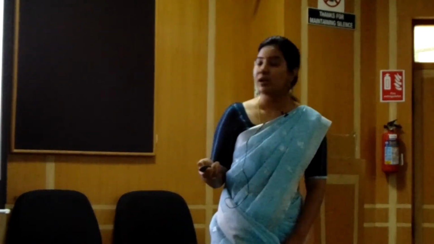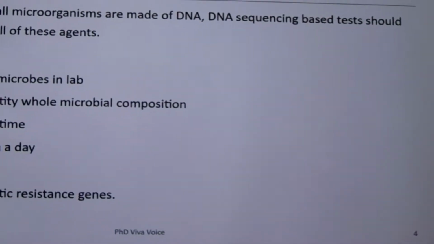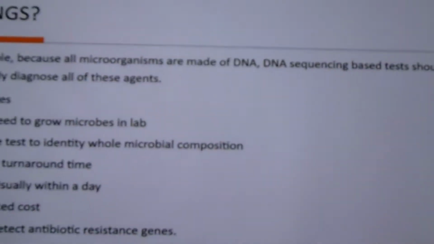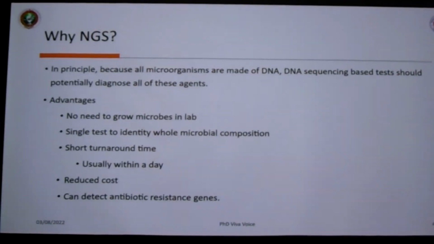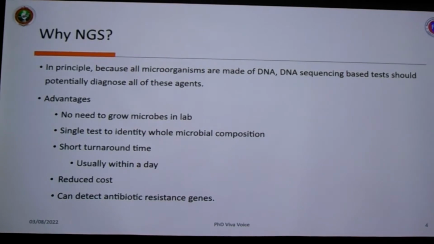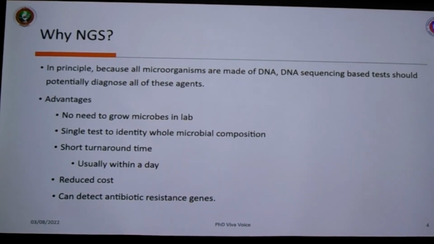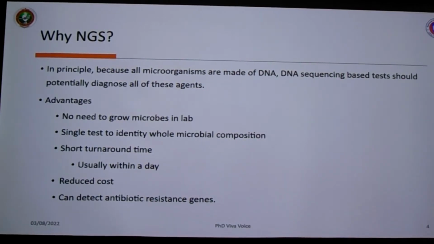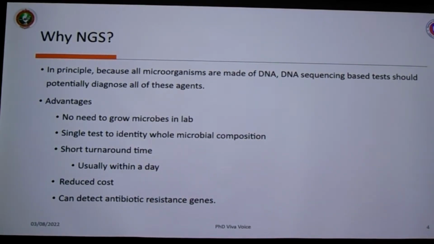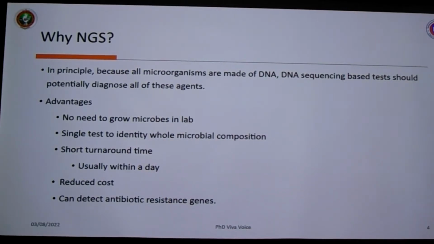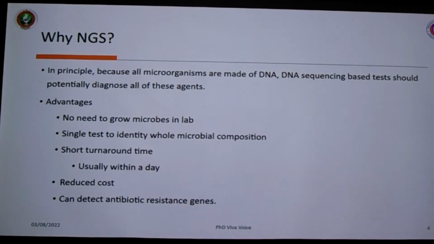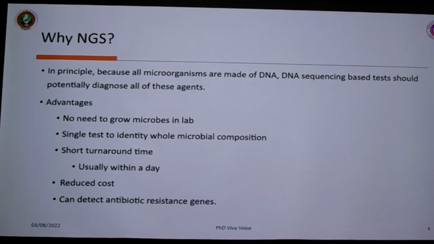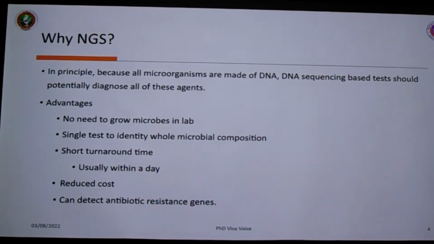Why NGS? The basic principle is that all of these microorganisms have genetic material. By sequencing that, we can identify those, and not just identify, we can also comprehensively understand the organism. The advantages of this technology are that we need not grow microbes in the laboratory, and with a single test, that is clinical metagenomics, we can identify the whole microbial composition, with a short turnaround time. Nowadays we get results within 1 day. You can sequence the data and also get the whole analysis done.